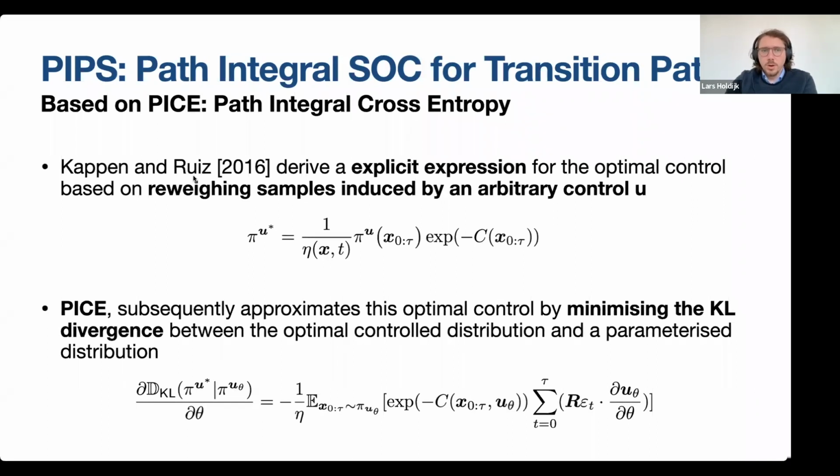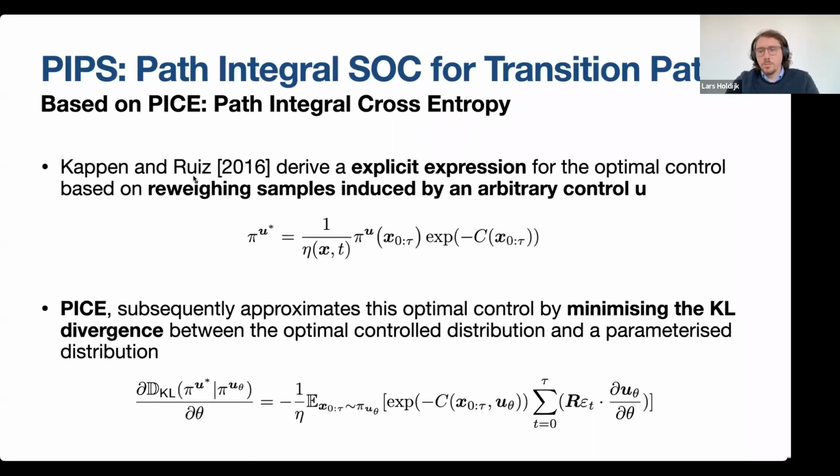But what's important to know here is that we can directly minimize this using the method from Kappen and Ruiz. We can directly minimize the KL divergence between the optimal control distribution and this parameterized distribution, which is parameterized by a bias potential B. So this gives us a method for solving the stochastic optimal control problem, and then by extension also our bias potential enhanced transition path problem.